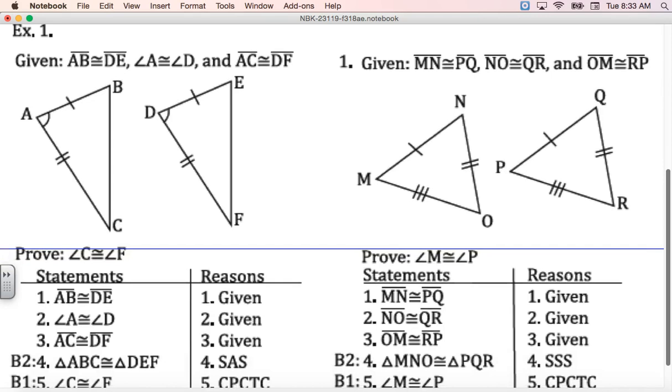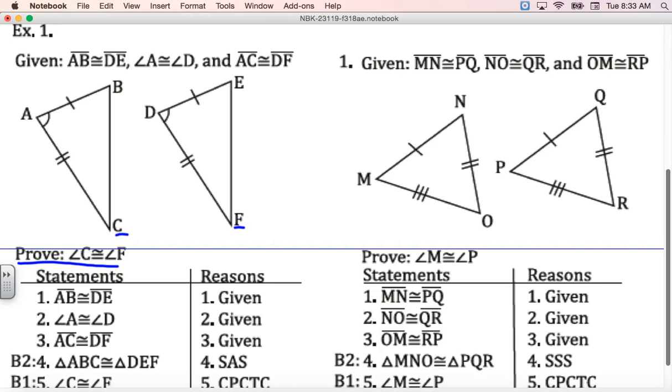Notice that right here, the prove, we're used to seeing say prove triangle ABC is congruent to triangle DEF. This doesn't say that. This says prove angle C is congruent to angle F. And notice right here is C and F. We don't know that those are congruent. That's not information we were given. So in order to prove that a part of these triangles are congruent, the first thing we need to do is show that the triangles themselves are congruent.